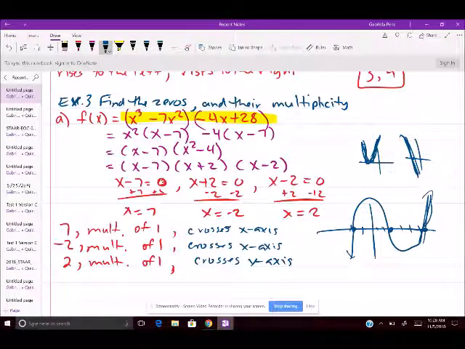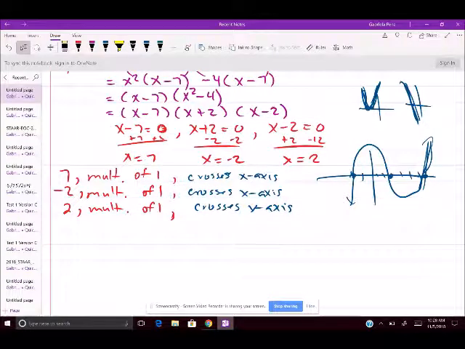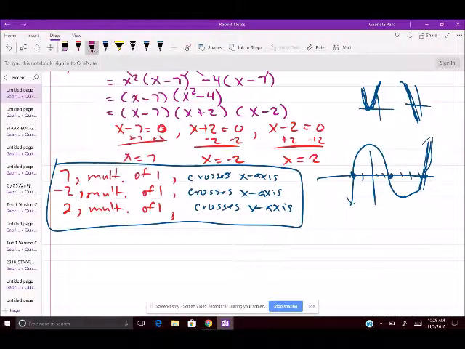Now, what do you notice about the multiplicity? What was the multiplicity of all those? 1. Is 1 an odd or even number? Odd. So keep that in mind. 1 is an odd number. Odd number crosses the x-axis. So your answer is going to look like this. It's going to have all this there. This one is an even number. What's going to happen when it's an even number? I don't know. Let's look at the next problem. That's the whole point here.